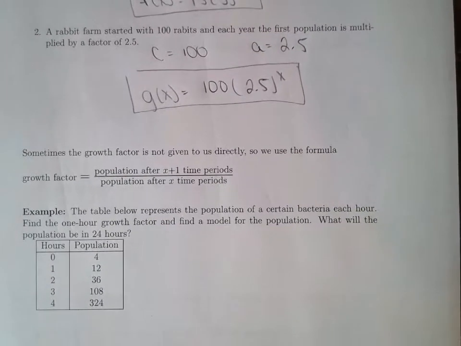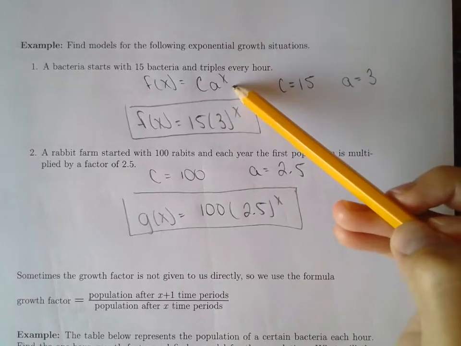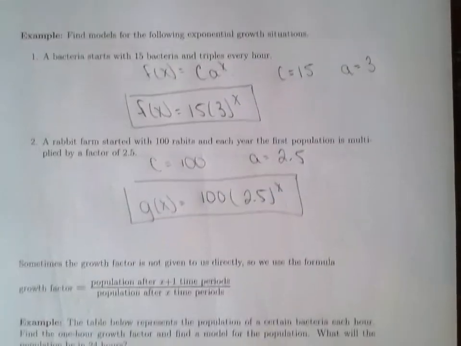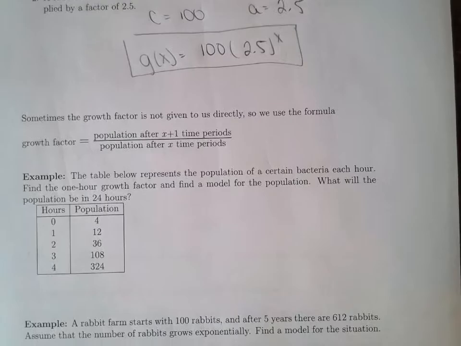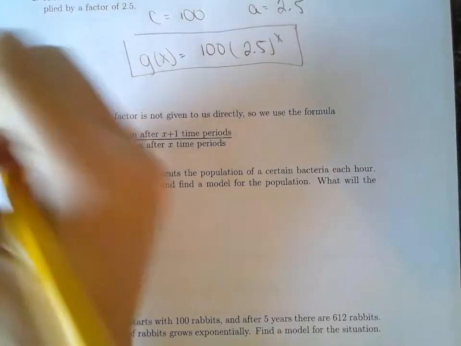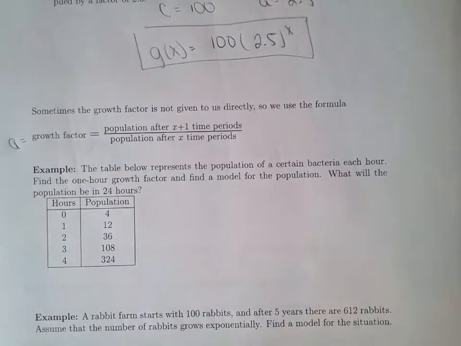Sometimes the growth factor is not given to us directly. Sometimes we don't have "it's tripling every hour" or "it's multiplied by this." So we use the formula: the growth factor, a, equals the population after x plus 1 time periods divided by the population after x time periods.